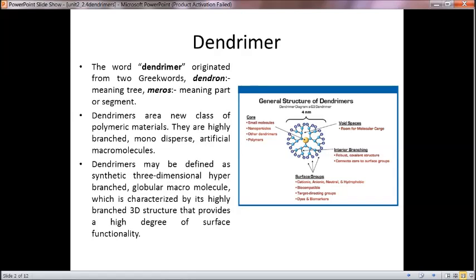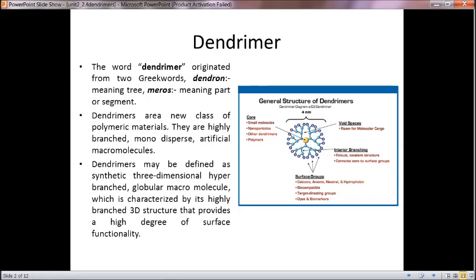a new class of polymeric materials. They are highly branched, monodisperse and artificial macromolecules. Dendrimers are defined as synthetic three-dimensional hyperbranched globular macromolecules, characterized by a highly branched 3D structure that provides a high degree of surface functionality. So dendrimers are branched ones. They are artificial macromolecules. They may seem like macromolecules, but they are not.